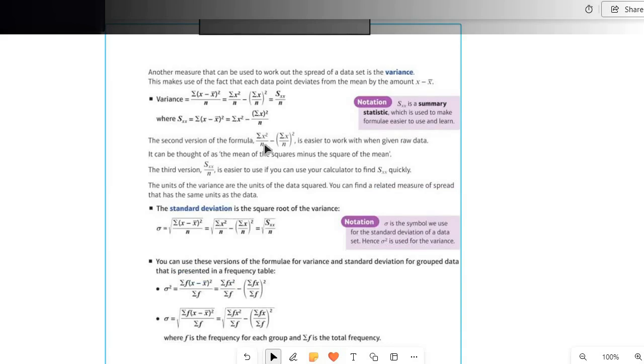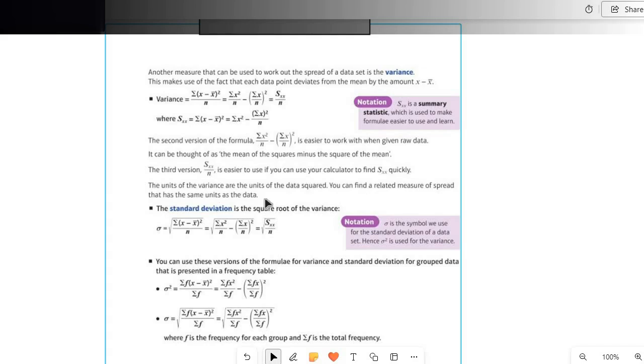The second version of the formula, summation of x squared divided by n minus (summation of x divided by n) whole square, is easier to work out when given raw data. It can be thought of as the mean of the squares minus the square of the mean, and this will help you to remember it. The third version, Sxx by n, is easier to use if you can use your calculator to find Sxx quickly. The units of the variance are the units of the data squared. You can find a related measure of spread that has the same units as the data.